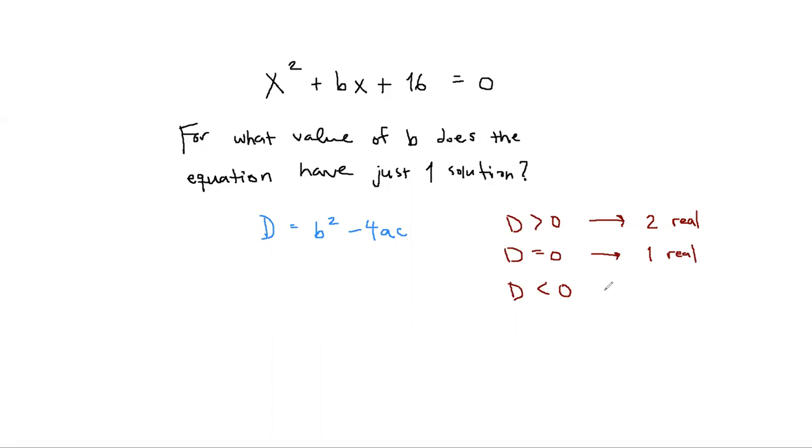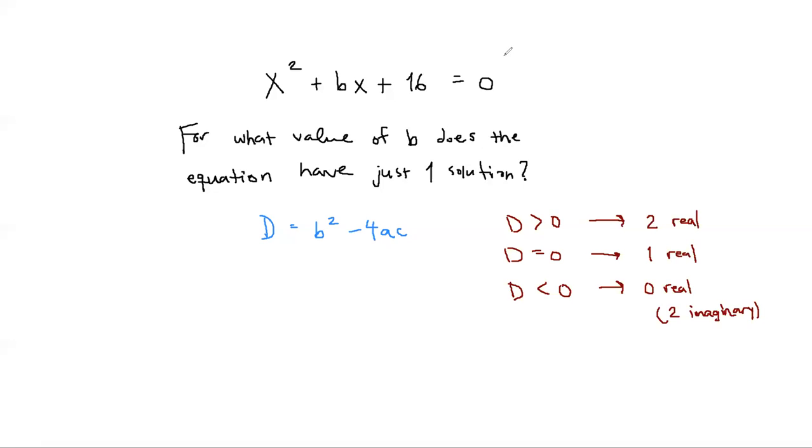And if the discriminant is less than 0, it means that there are no real solutions, which implies that there must be two imaginary solutions. Overall, keep in mind that the discriminant cannot tell you what the solutions are. It just tells you the nature and number of the solutions. How many are there, and are they real or imaginary?